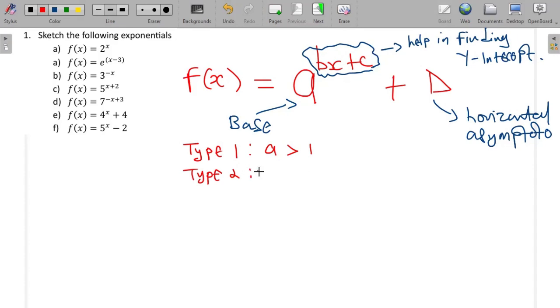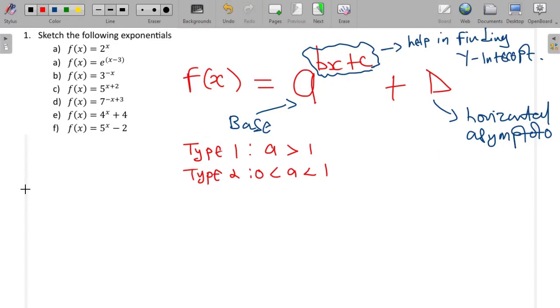And if a is between 0 and 1, meaning any number that is greater than 0 but less than 1, not 1.5, but 0.5, 0.3, 0.6, all those numbers between 0 and 1, then we're going to have a type 2 graph. And this d, I said, is just the horizontal asymptote. So we're just going to plot a horizontal line that this curve should never touch. And this power here is going to help us find the y-intercept.